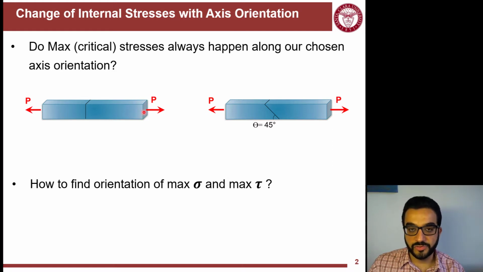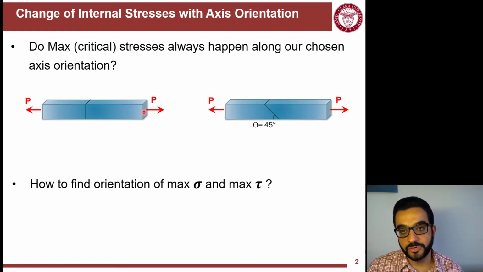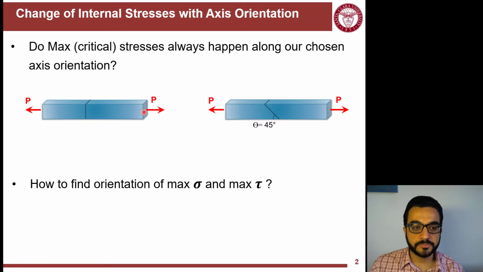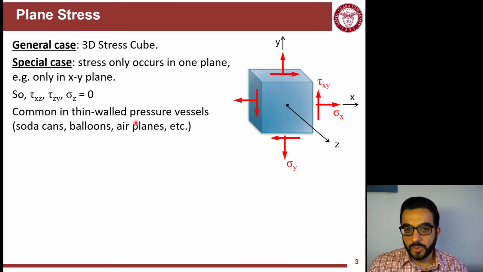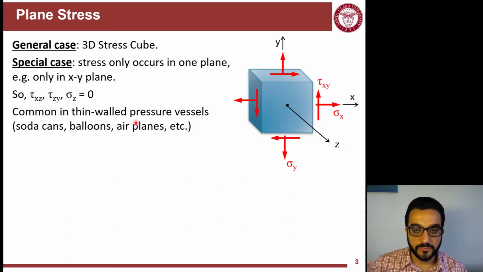So if the stresses change by the orientation of the cut or the section you make, the question is, where is really the orientation that gives you maximum shear and maximum normal stress? So what we'll do now is analyze that relationship, like making a formula for stresses as a function of the orientation of the cuts we make.